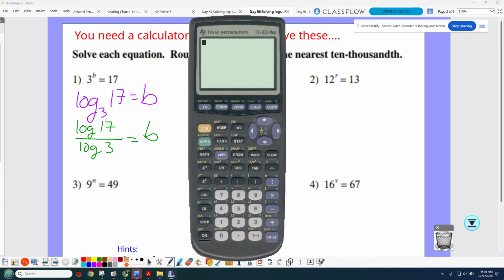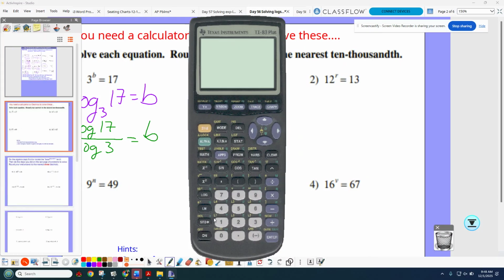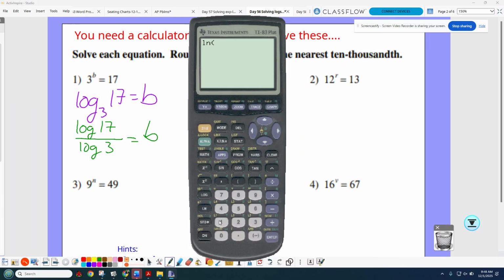The way I'm going to type it in on the calculator, I'm going to say natural log of 17 divided by, and got to close the parentheses, natural log of 3. Oops, I didn't hit divide. I'm going to back up, insert, divide. And I get 2.5789. But what I have written on the board is log 17 divided by log 3. I get exactly the same answer. That's not an accident. This is how change of base works.